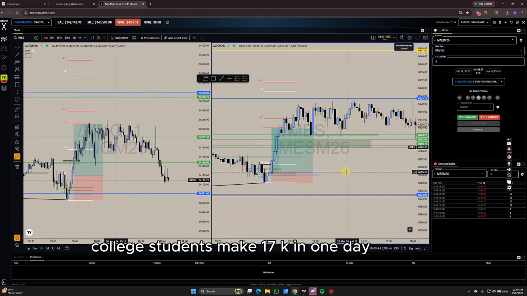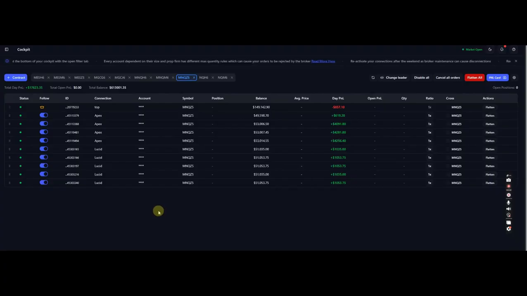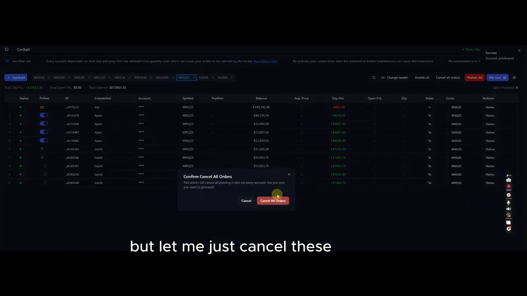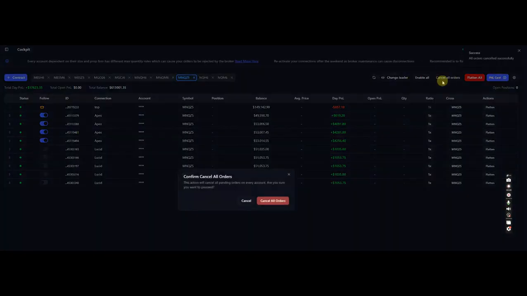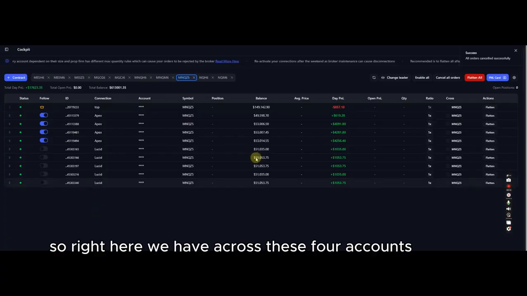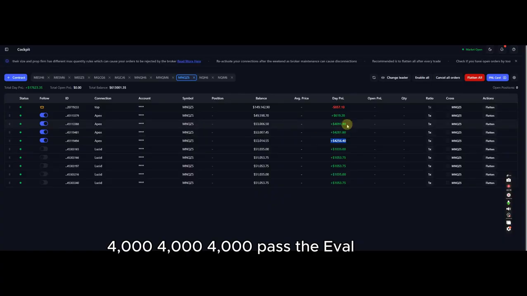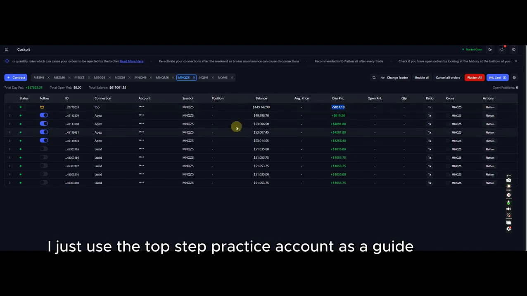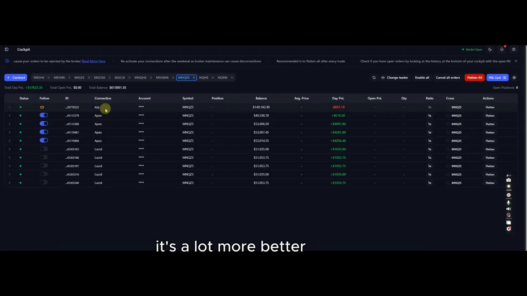$1,000 in 15 minutes. College students make 17K in one day. So this was a trade here. Lucid wasn't in. This is the AM trade. But let me just cancel these just in case any of them are running. All right, perfect. So right here we have across these 4 accounts, 4,000, 4,000, 4,000 past the eval. And this is a funded account. Still on drawdown right now, but yeah. And then I just use the TopStep practice account as a guide. It's a lot better.